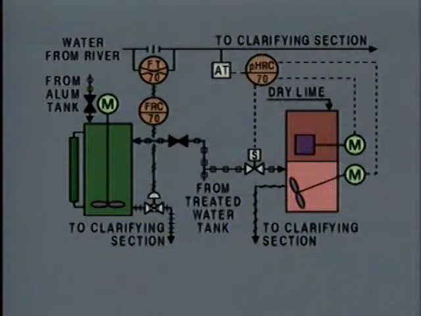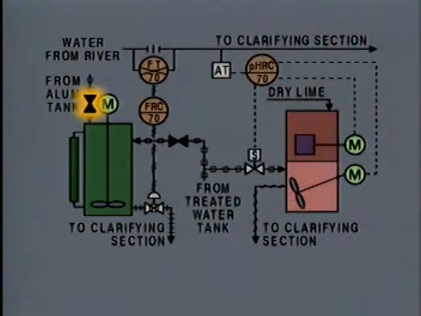Now let's look at the alum system. To make a solution of alum in water, the operator first adjusts the flow recorder controller to close the alum solution control valve. Then he opens a valve to add a concentrated alum solution to the mixing tank.